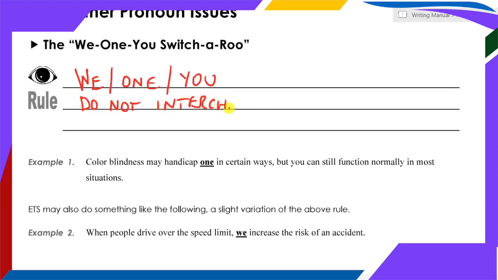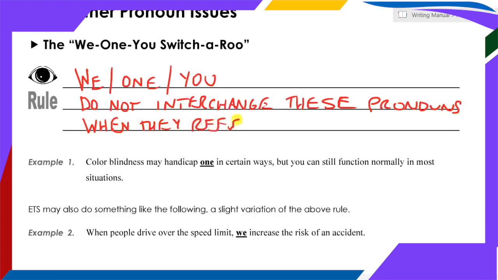interchange these pronouns when they refer to the same noun. Do not interchange we, one, you when they refer to the same noun.